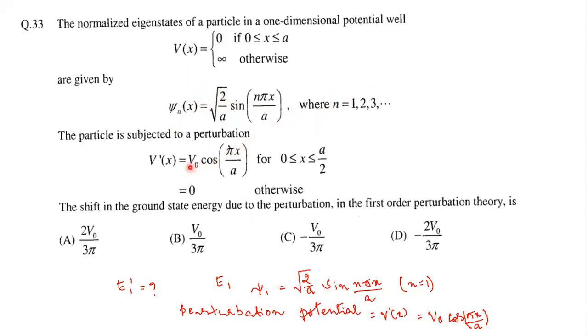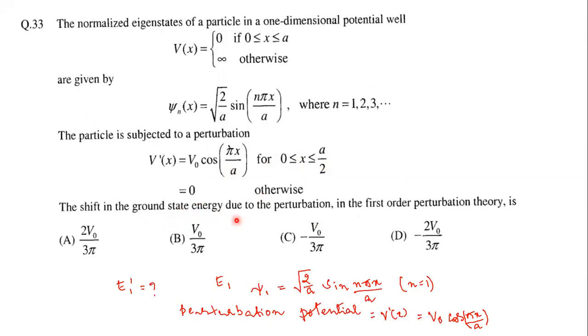This particle, having the general wave function given here, is perturbed using this perturbation potential. Here we calculate the energy using the perturbation potential V naught. The perturbation potential is a little complex. The perturbation potential is V naught cos pi x by a in this range of the length of the box, or otherwise it is 0. What is the shift in the ground state energy due to the perturbation in the first order correction?